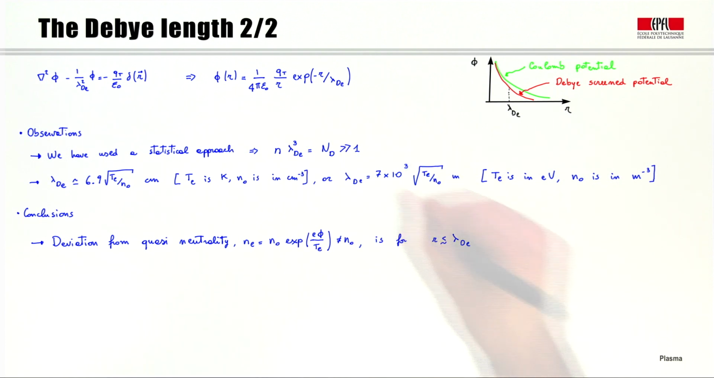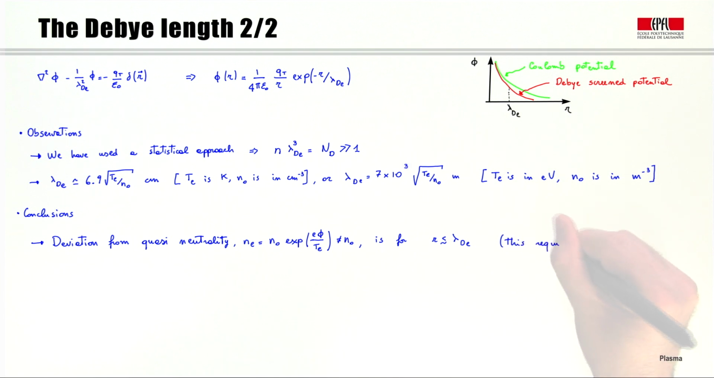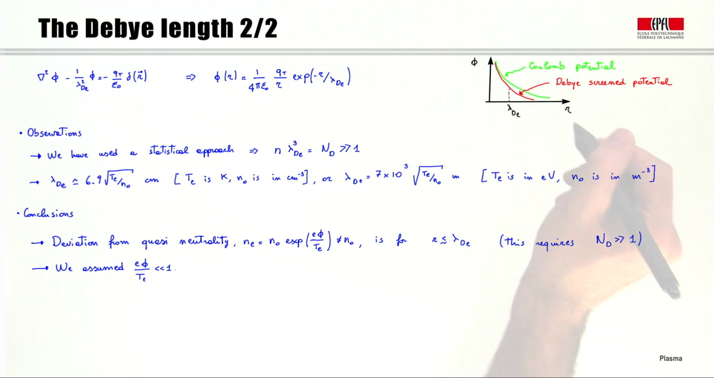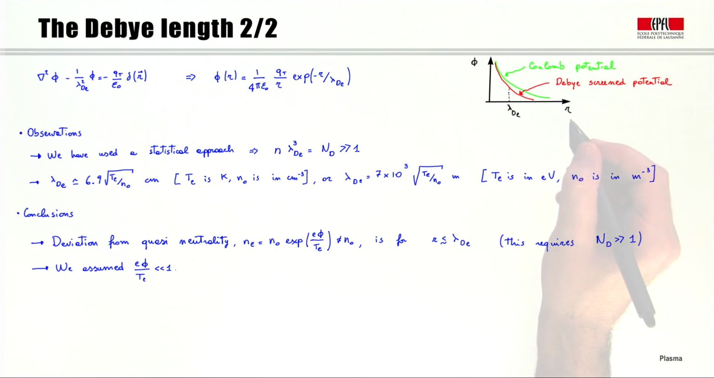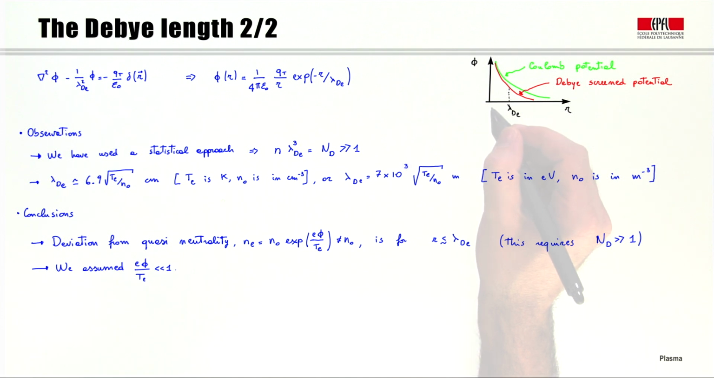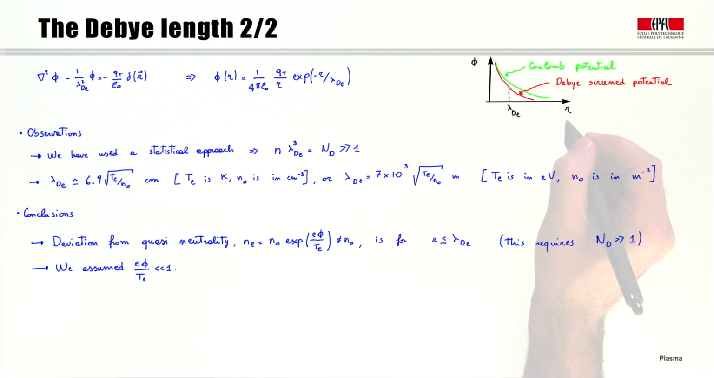Now let me point out that this procedure requires nd much larger than 1. And there is a second conclusion that we can draw, which is quite important. Let's go back to the hypothesis that we made in the previous slide, where we assumed that e phi over Te was much smaller than 1. Does that make sense? After all, phi goes to infinity for r going to 0. But actually it does not make much sense physically to go to r equal to 0. There is a minimal distance down to which looking at this equation makes sense.